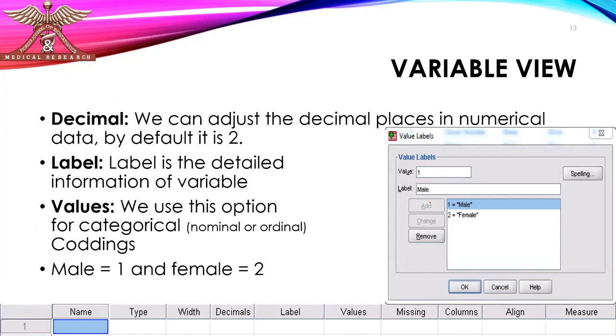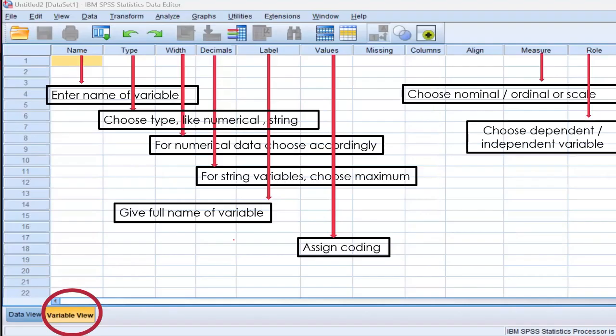You can choose decimals and adjust them accordingly; by default it is given as 2 in SPSS. You can make them 0. Label is the detailed information, and in value, we use this option for categorical, nominal, or ordinal data. This is very important. If I go back to show you, here it was label, and next to it, here it is value. We assign the code here.